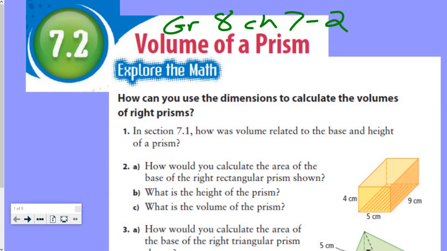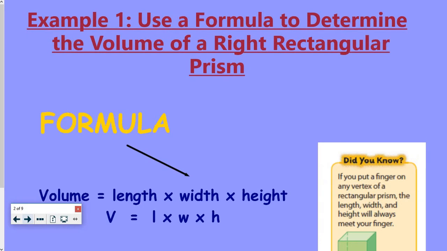This is grade 8, chapter 7, part 2, volume of a prism. So this is continued. We need a formula to determine the volume of a right rectangular prism.